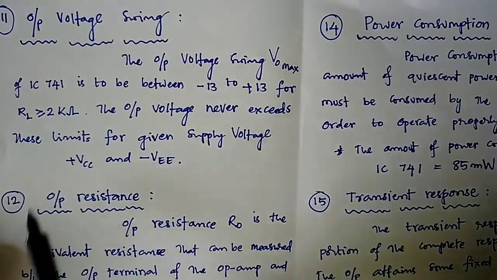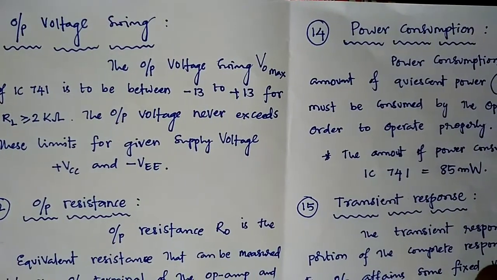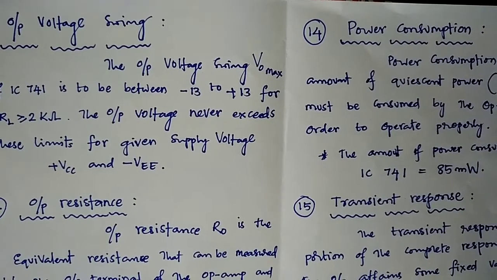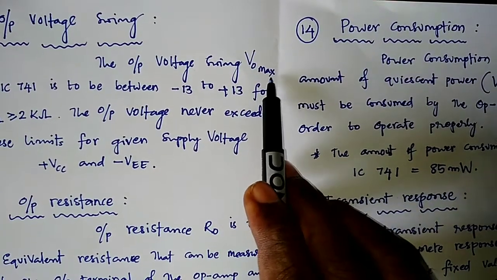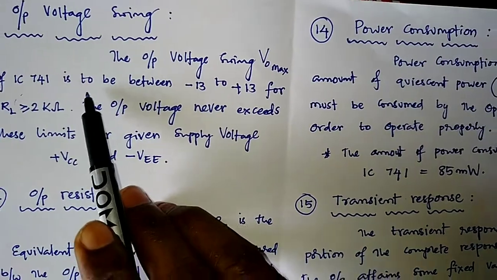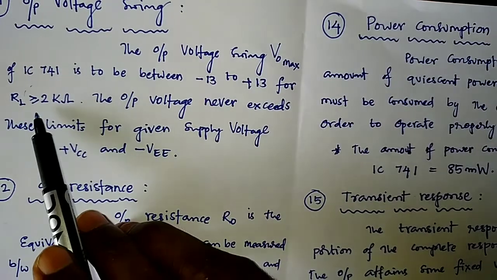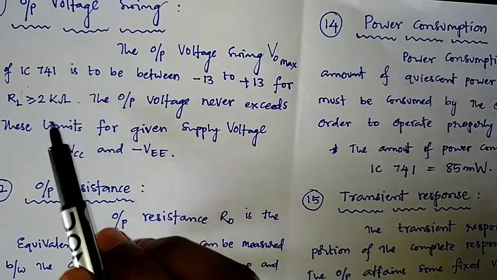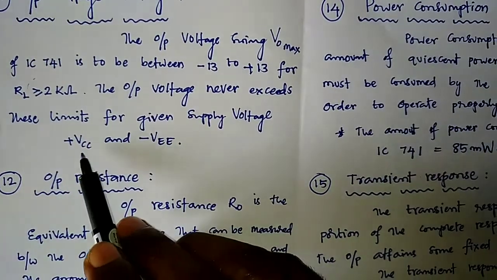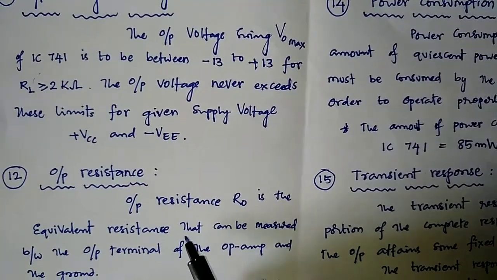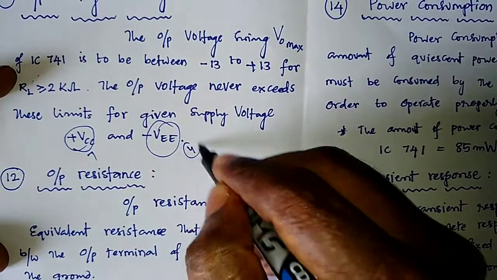And the 11th parameter is output voltage swing. The output voltage has to have some range. The maximum output voltage swing of the IC741 is between minus 13 volts and plus 13 volts for a load resistance of 2 kilo ohm. The output voltage never exceeds these limits for the given supply voltage, that is plus VCC and minus VEE. These are connected to the 7th pin and the 4th pin.